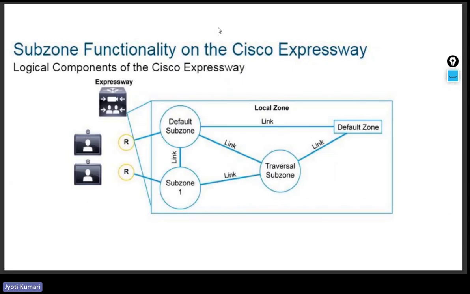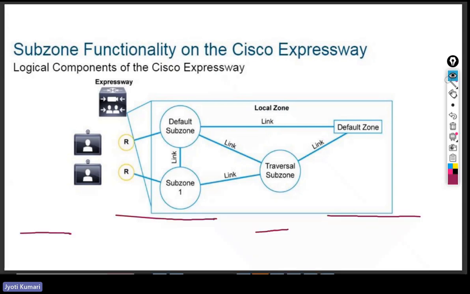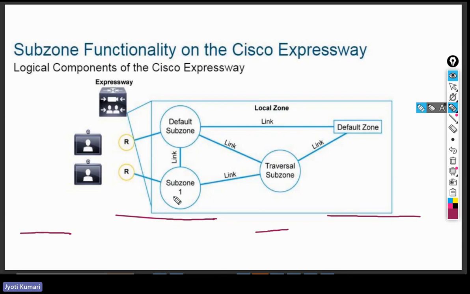So we can see a grouping of subzones here. This subzone one is something that is manually created. This is a default traversal subzone, which automatically gets created when you have traversal clients. For example, you have H.323 and SIP interworking enabled, IPv4 and IPv6 interworking enabled. If you have firewall traversal, or in the case of Expressway-E, it is also for dual NIC, which is used for DMZ traversal.